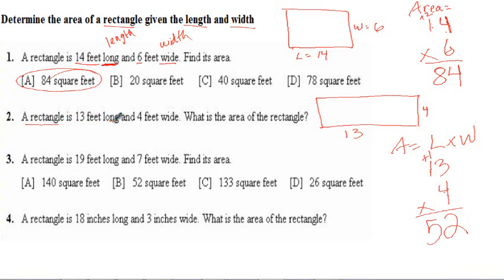Guys, the hardest part here is that you take your time and identify that a rectangle is 13 feet long. So here's the number. 4 feet wide. What is the area? You need to know what to do. Are you going to do area or are you going to do perimeter? The question will always tell you what to do. All the information is in the question.